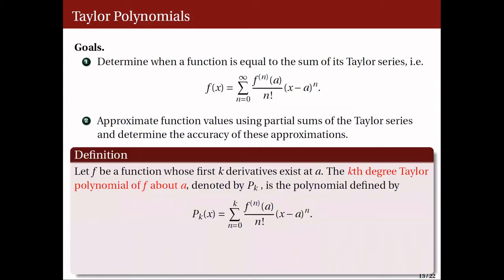So here, let f be a function whose first k derivatives exist at a. We define the kth degree Taylor polynomial of f about a, denoted by p sub k, to be the polynomial defined as follows. Notice that this Taylor polynomial of f are the first k plus 1 terms of the Taylor series for f. We also define the remainder to be the function r sub k, given by the difference between the Taylor polynomial p sub k and the function f of x.